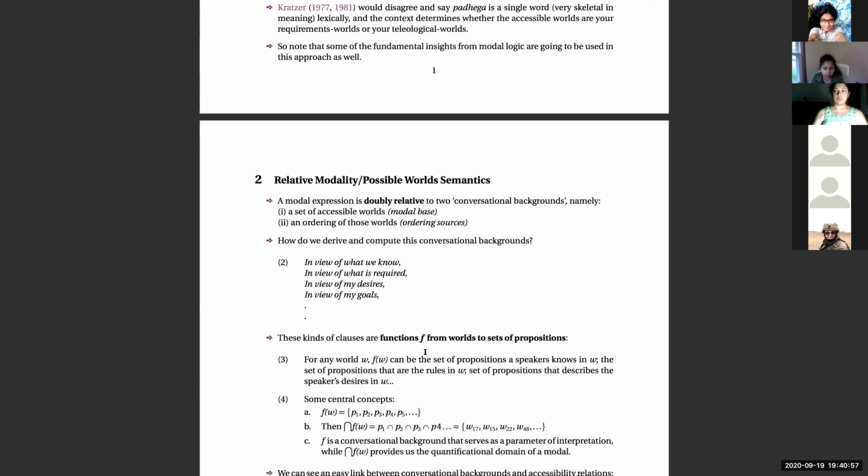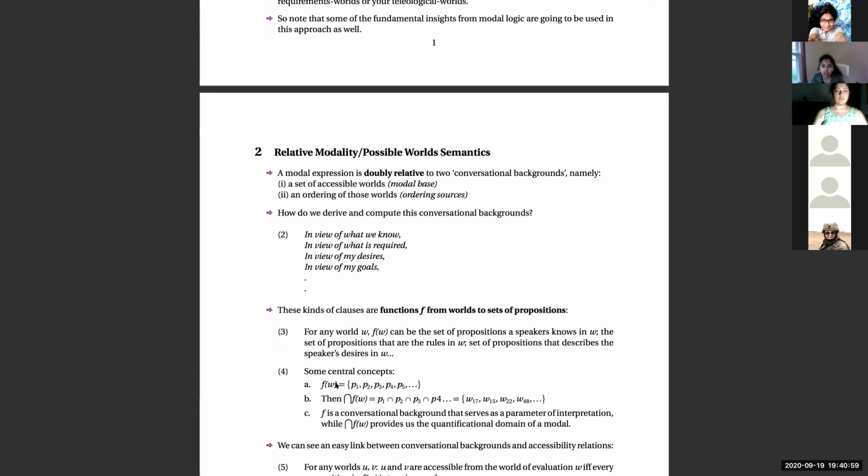So here are some steps. So you first start with this function. The argument it takes is the world that the function is currently working on. So it's looking at F(w) and it will give you a set of propositions. So let's say it gives you this set of propositions.